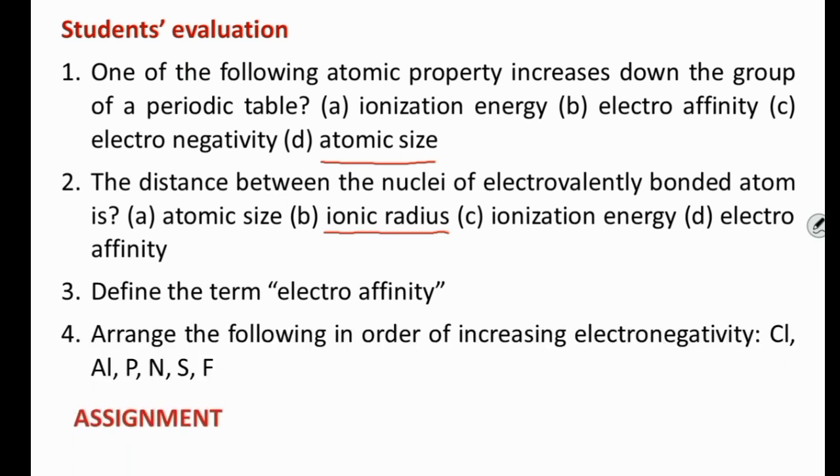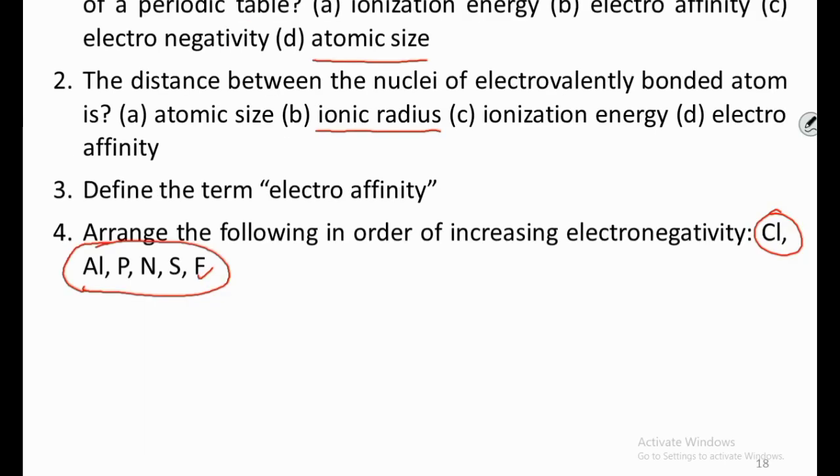Okay, now we are told to arrange the following in order of increasing electronegativity. What are the following? Chlorine, aluminium. Okay, increasing electronegativity. How do I arrange this in order of increasing electronegativity? We know that the highest in electronegativity is this one here. So we are going to start from the lowest in electronegativity. Now the lowest is the metal itself, which is aluminium.